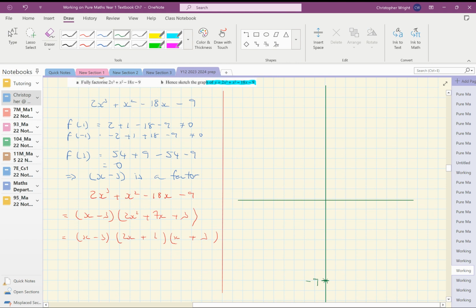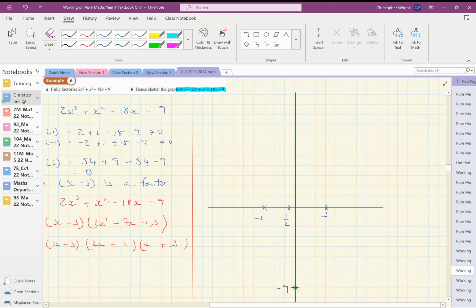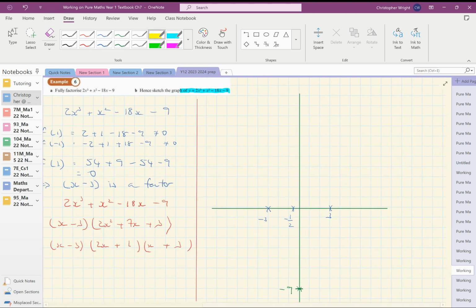Great. I know the roots of my equation are 3 from the x minus 3, minus a half, and minus 3. Okay, so let's have a look. Well, my polynomial with high values of x is going to have very high values of y. So it's going to start up here. So it must be doing this.